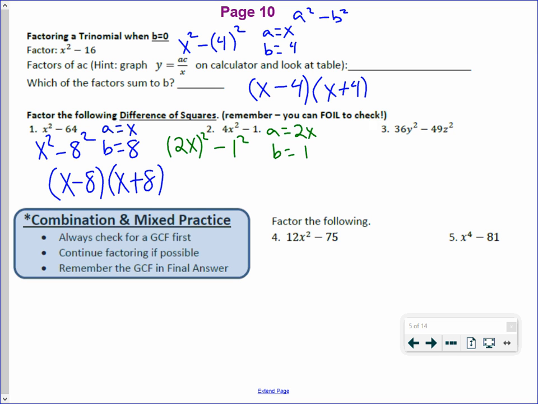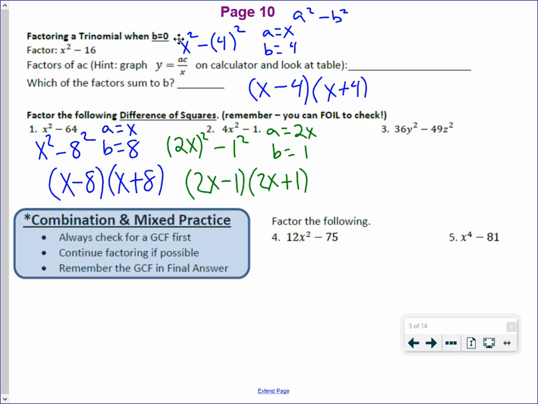So if I put this into my factored form, I'll have 2x minus 1 multiplied with 2x plus 1. Remember, it's a minus b multiplied with a plus b. It doesn't really matter which order you put it in. You can put a plus b multiplied by a minus b. It doesn't really matter.